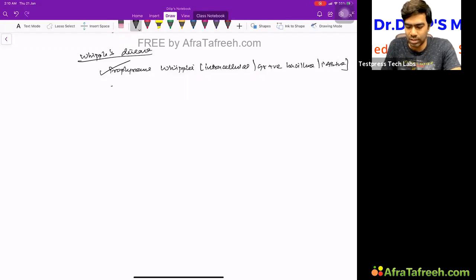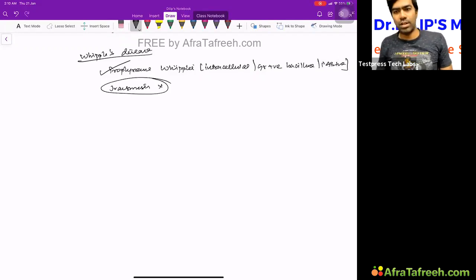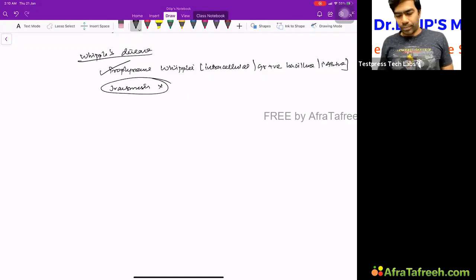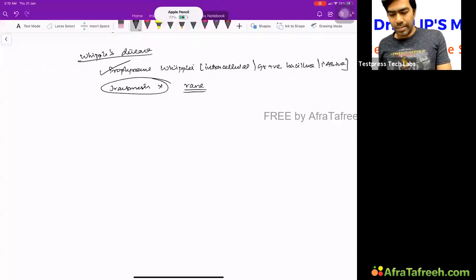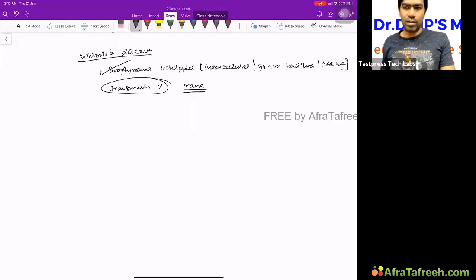And routes of transmission. This is something that we don't know. It's a medical enigma. We don't know what the routes of transmission are. If you say fecal-oral route, it's wrong. We really don't know how it's getting transmitted to humans. It's a very rare disease. It's not a common disease in the first place. If it were fecal-oral transmission, it should be common in the community. It is not common in the community. And it's not that it only affects immunocompromised individuals. It affects immunocompetent individuals also.